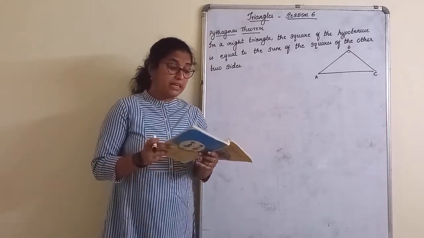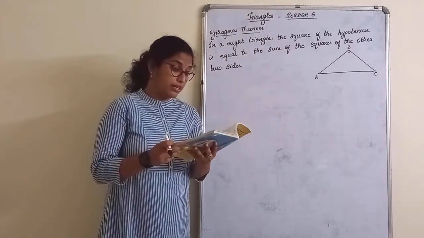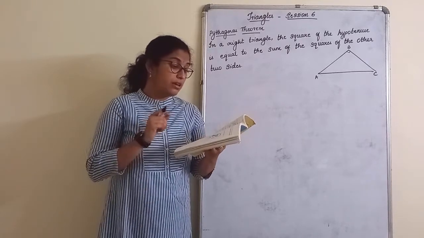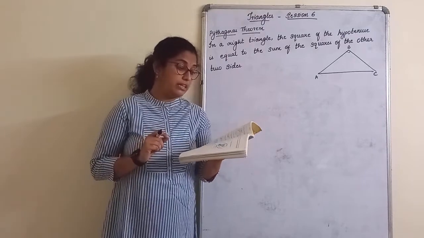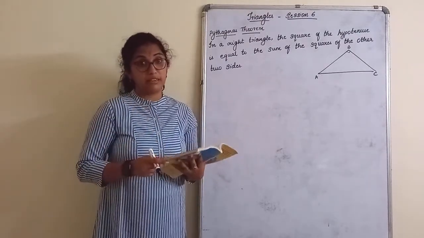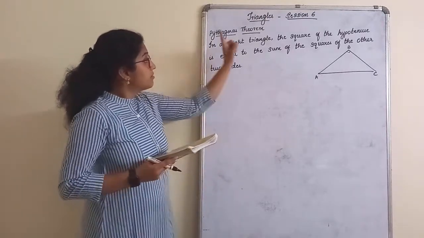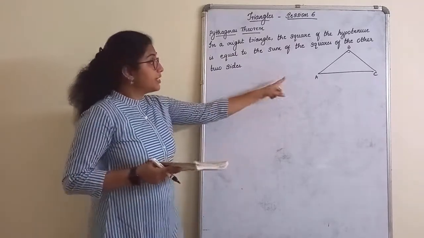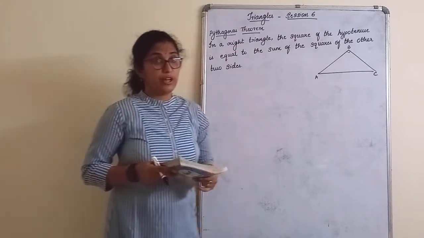If a perpendicular is drawn from the vertex of the right angle of a right triangle to the hypotenuse, then the triangles on both sides of the perpendicular are similar to the whole triangle and to each other. This is actually the statement used for the Pythagoras theorem. What we are supposed to prove is that the square of the hypotenuse is equal to the sum of the squares of the other two sides.